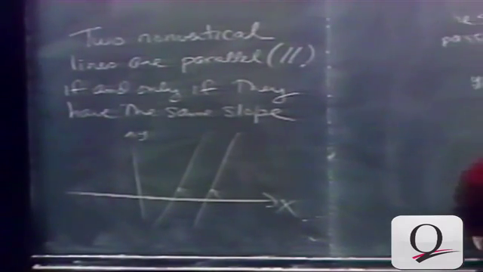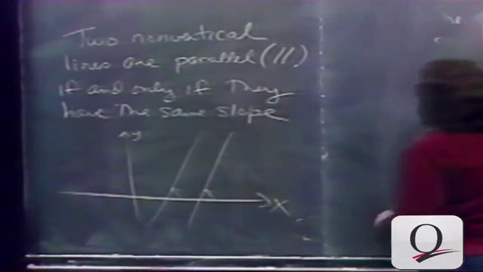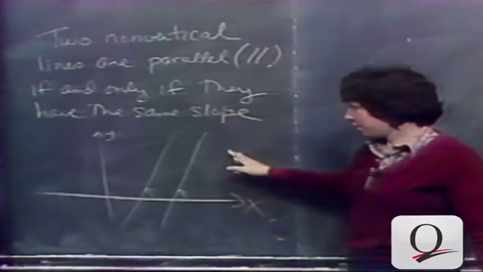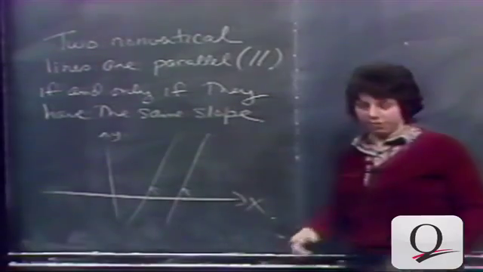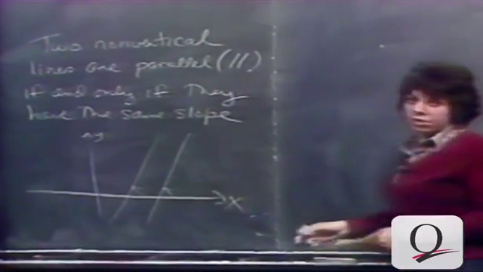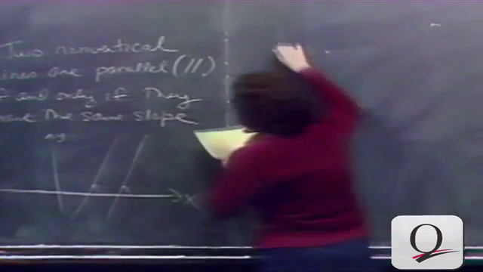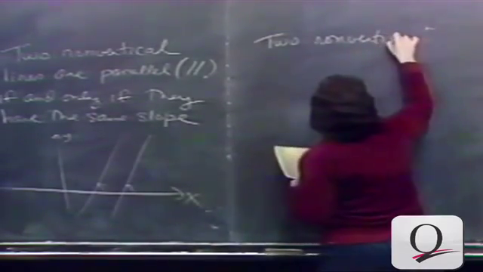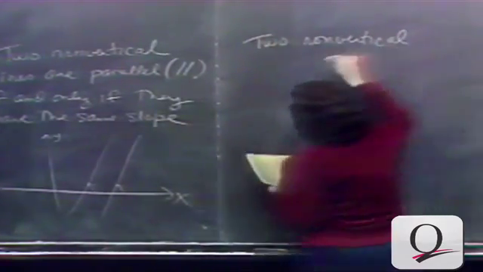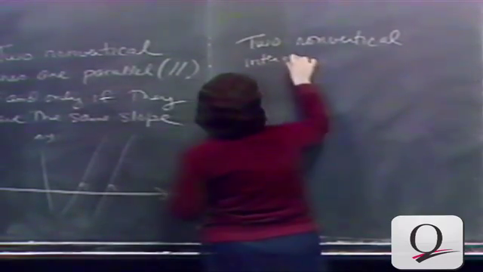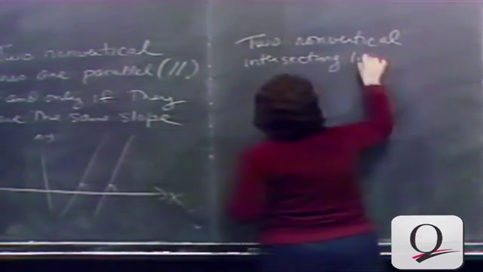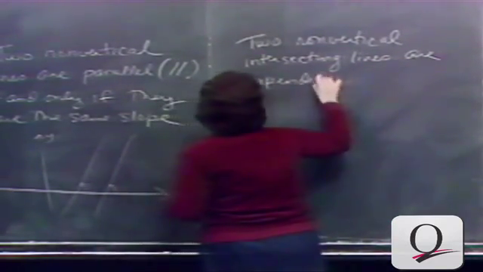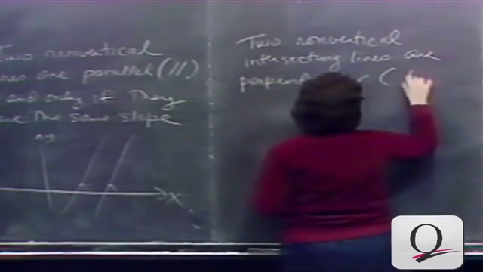An equally important idea is one which talks about the slopes of perpendicular lines, lines which meet at right angles. Now, this is not obvious. This one was obvious. In other words, it's logical that parallel lines should have the same slope. What I'm going to write down now is not obvious, but it is true, and it can be proven. Two non-vertical intersecting lines are perpendicular, and the symbol for perpendicular lines is this.